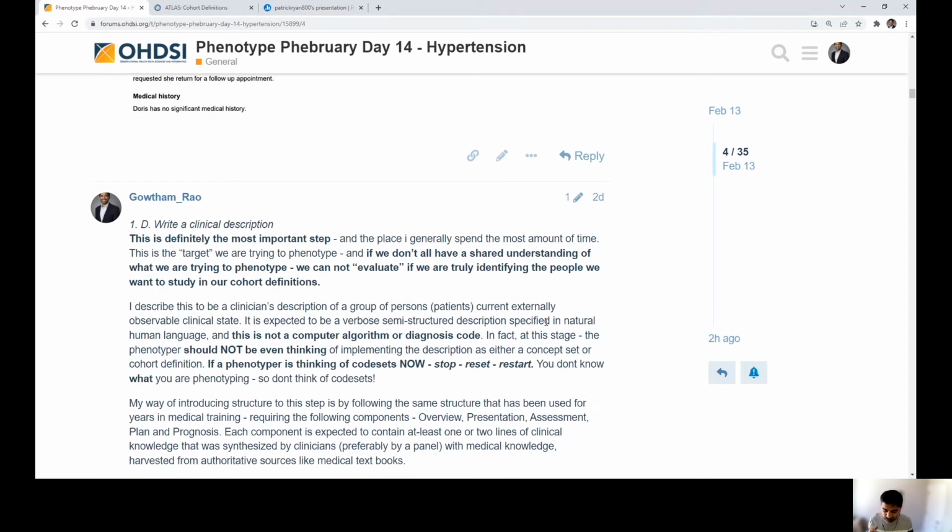The most important first step before any phenotyping is definitely to write a clinical description. This is the place where I spend the most amount of my time. This is because if we need to identify a set of people and then evaluate whether the people that we have identified from the database truly meet the idea that we're trying to phenotype, we best write it up front. If we don't have a shared understanding of what we are trying to phenotype, then we cannot evaluate if we are truly identifying the people we want to study.